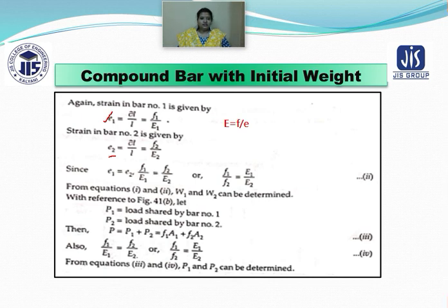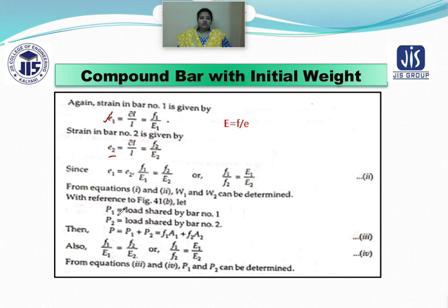So you can say that the elongation of the bar that you have obtained here, it is also getting what? Equal, that is strain in bar 1 is equal to strain in bar 2. So if you write this one, then you can write F1 by E1 is equal to F2 by E2. From there you can write F1 by F2 is equal to E1 by E2.